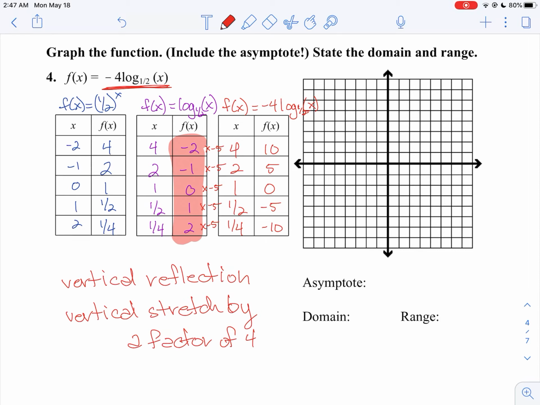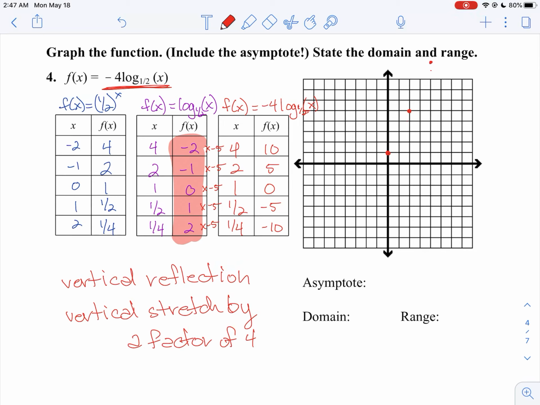So 4, 10 would be, let's see, 1, 2, 3, 4, 1, 2, 3, 4, 5, 6, 7, 8, 9, 10. A little bit off my graph there, but that's okay. And then I am at 1, 2, 5. 1, 2, 3, 4, 5. And then I am at 1, 0. That's that basic point that all logarithmic graphs usually go through.